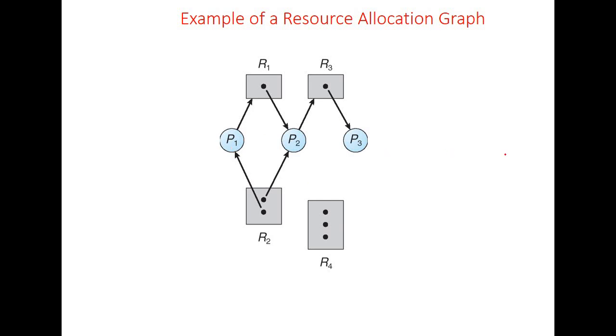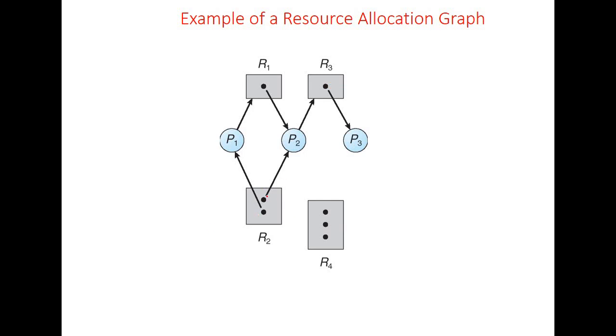Here there are 3 processes and 4 resources. R1 has one instance of the resource, R3 is also a single instance, R2 has 2 instances, and R4 has 3 instances of the resource. Now P1 is requesting R1, but R1 is assigned to P2. P2 is requesting R3, but R3 is assigned to P3.